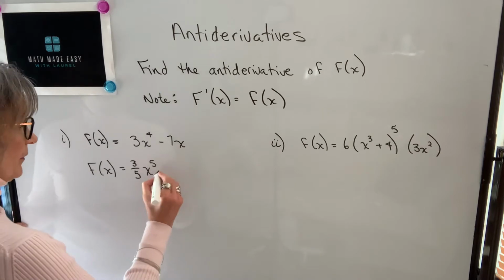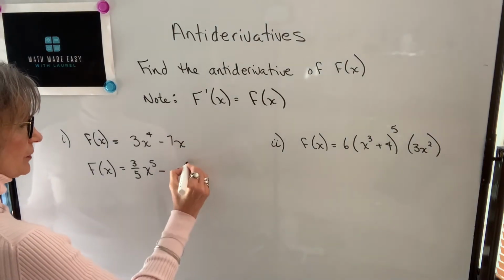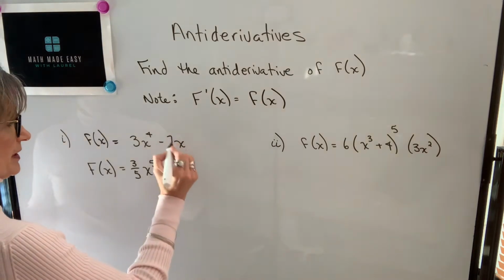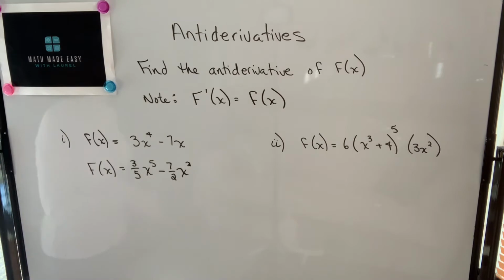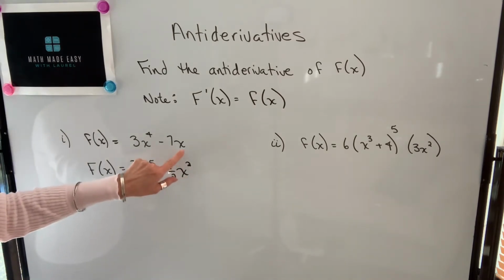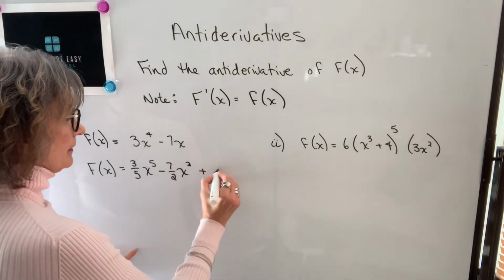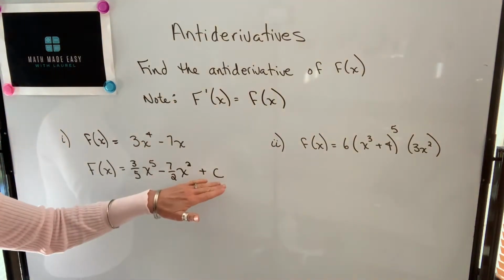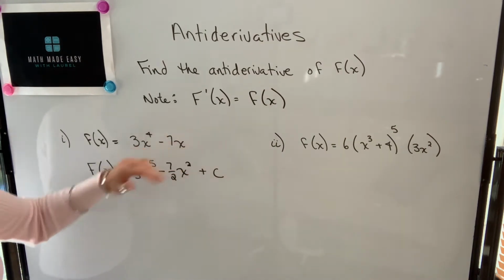We do the same thing with the next term. So my power of x will be 1 plus 1, which is 2. My coefficient will be 7 divided by 2. And again, we can see that the derivative of 7 halves x squared is 7x. We could add a plus c to indicate that there could be a constant added to this expression, and the derivative would still be this.